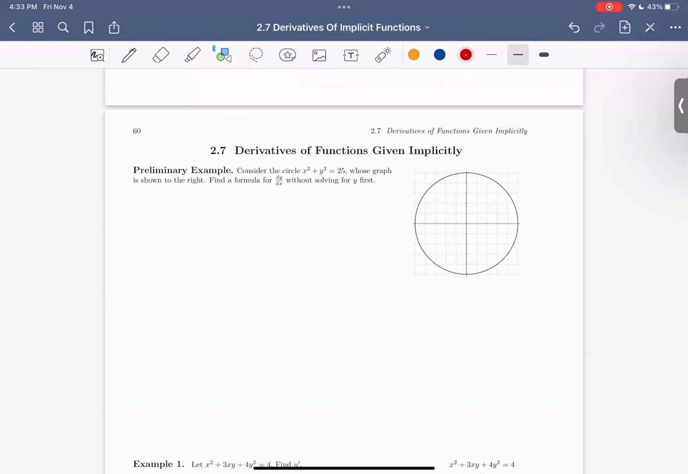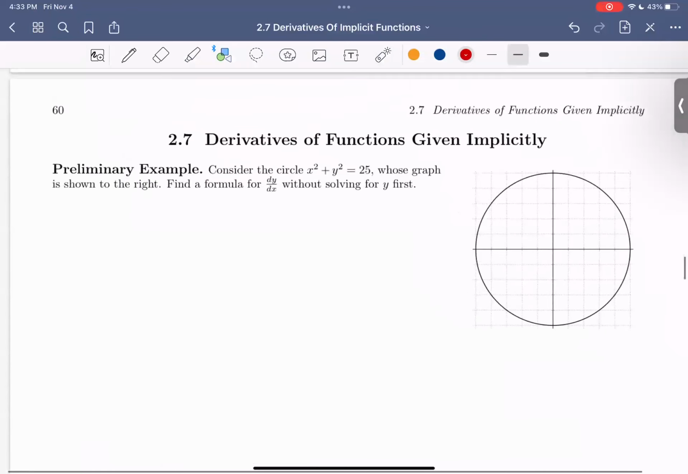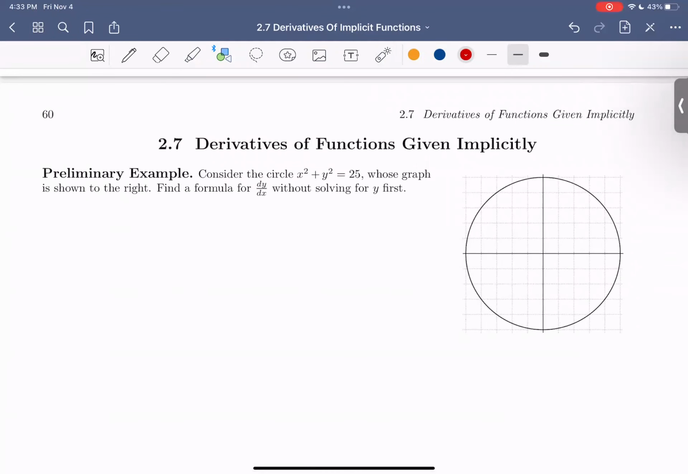Hello, everyone. In this video, we're going to start our notes covering section 2.7 on derivatives of functions given implicitly. So to get started on this section, we have our preliminary example. In this example, we're asked to consider the circle defined by x squared plus y squared equals 25, whose graph is given on the right.